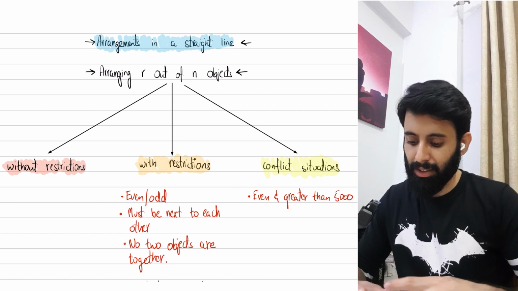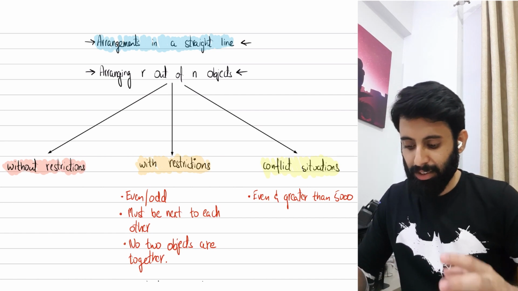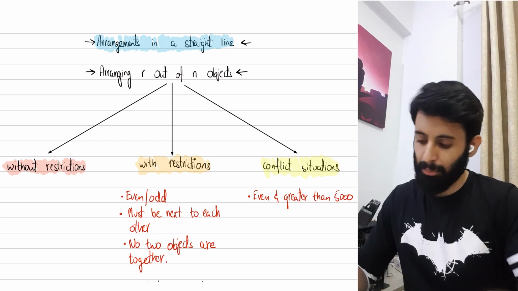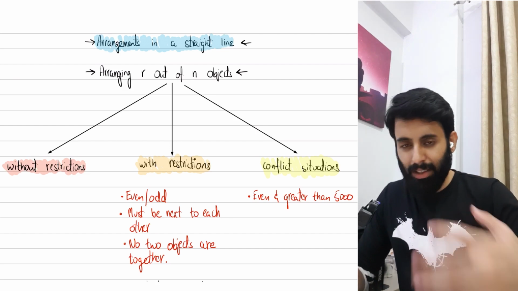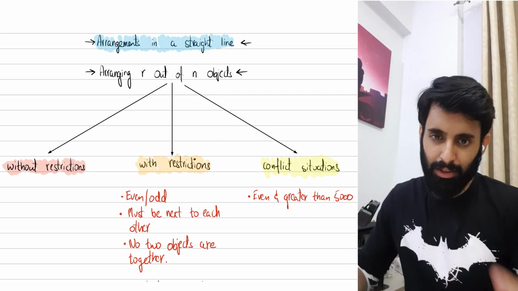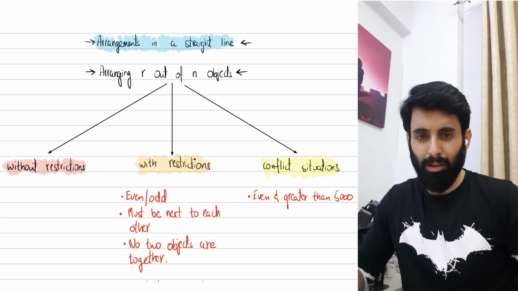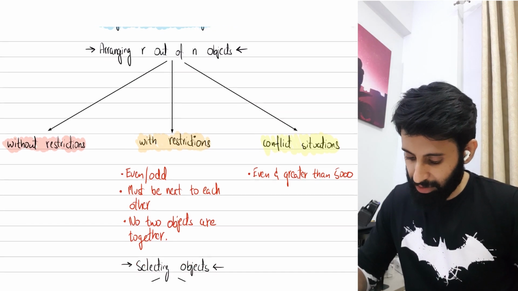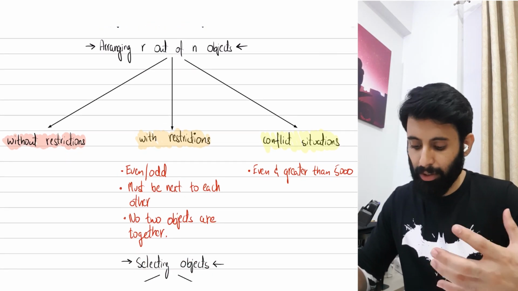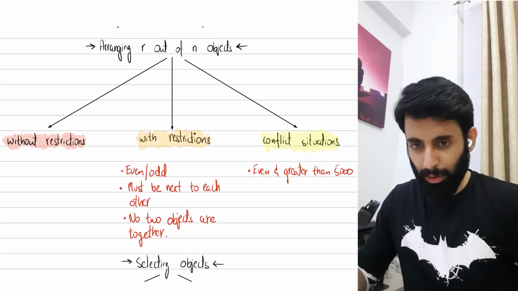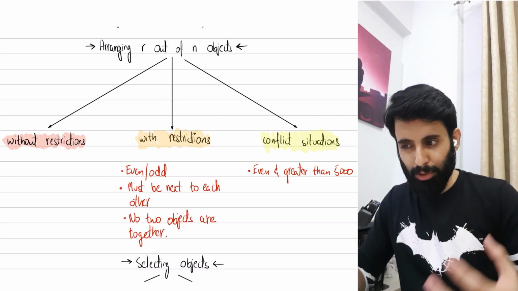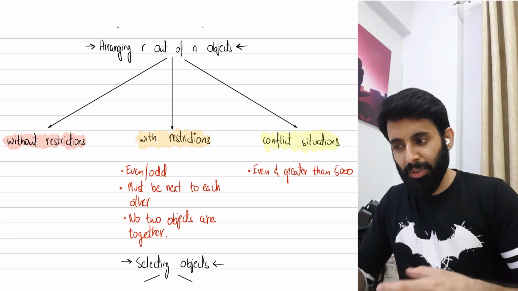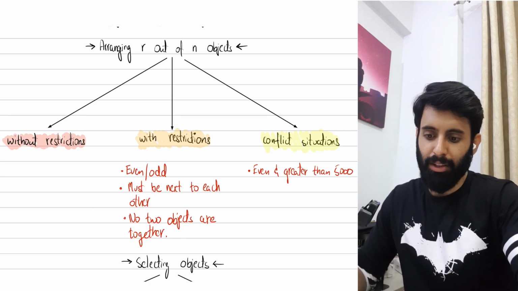Then you have a grand concept, which is arranging r out of n objects. That means if you have 10, you only need to arrange 4 of them or maybe 3 of them. This can be further divided: sometimes the examiner will ask you to arrange them without any restrictions, so you have 10 and you just need to arrange 4 of them. Sometimes there will be restrictions, and these usually happen when you're dealing with numbers or making codes. The examiner can say, make sure that the number is even, make sure that the number is odd, make sure that these 2 objects are together, make sure that they're not together, stuff like that.